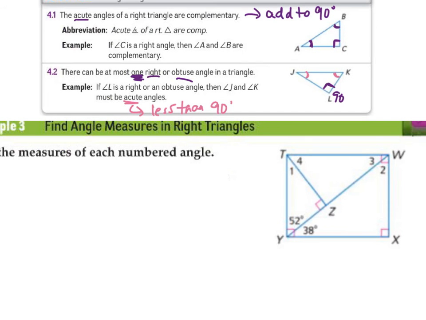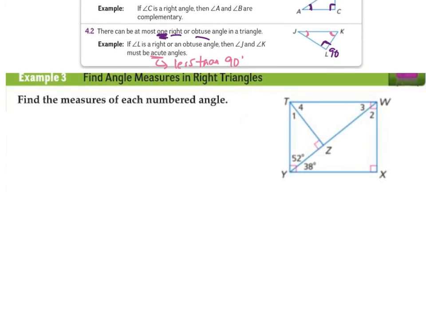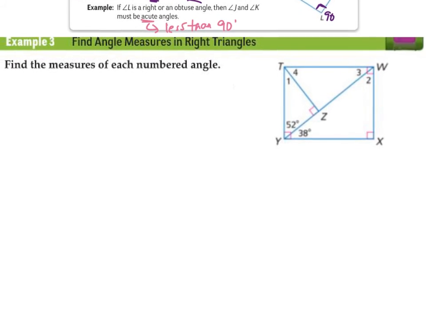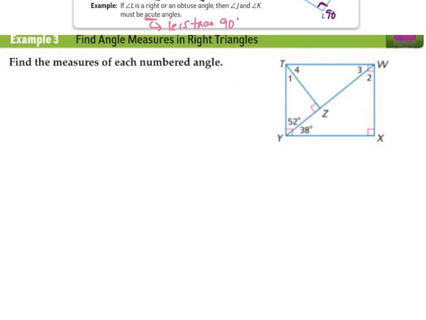Okay. And then last example, we're going to find the angle measurements in right triangles. So we have this shape here, some sort of parallelogram. We have 1, 2, 3 triangles inscribed. Then we need to figure out what the missing angles are. So we have 1, 2, 3, 4.